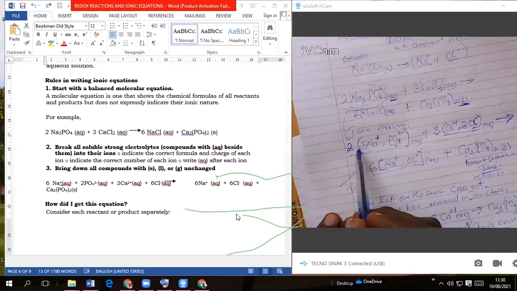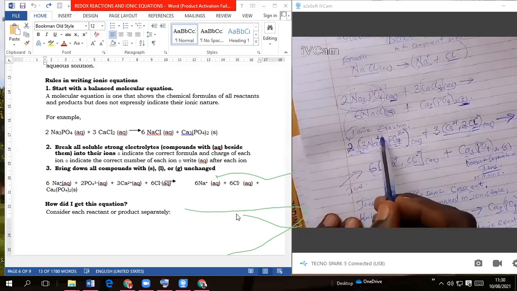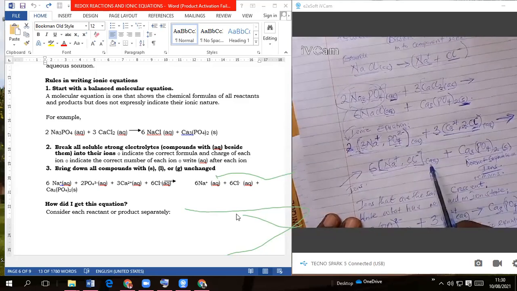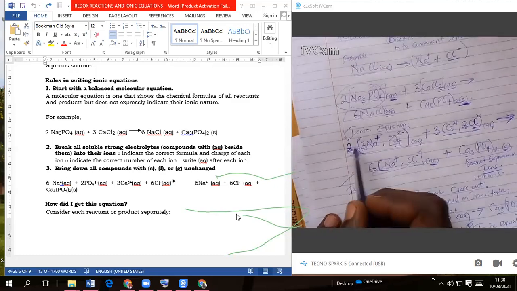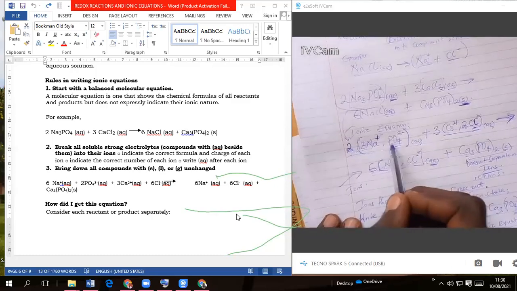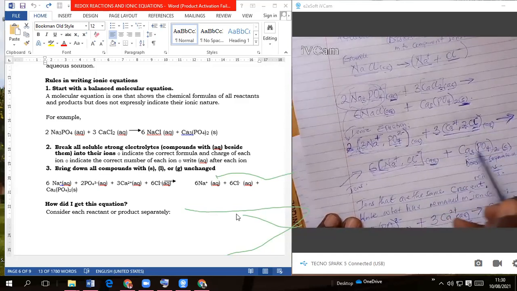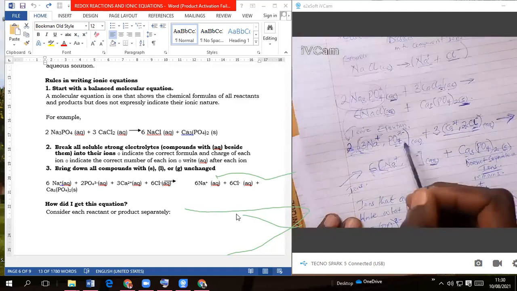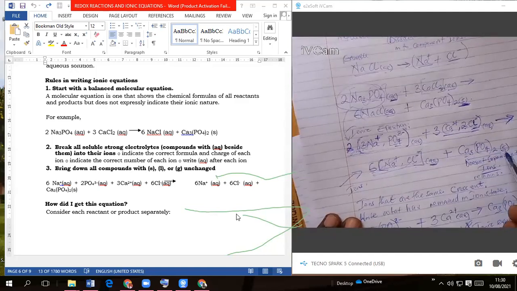Like here, 2 times this, you get 6 sodium. At this side of the equation, we see an aqueous state that has 6 sodium ions. So these ones cross out. Then the 2 phosphate, 2 times this, you get 2 phosphates. Where is the phosphate on this other side? It is not there. The phosphate we have is in the solid state now. So we cannot take that.